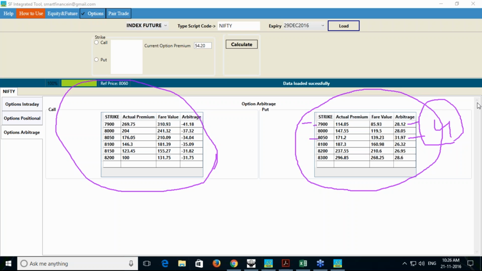Sometimes when the difference is 8, 9, or 10 rupees, it is very promising. That time you can make a good gain in this.